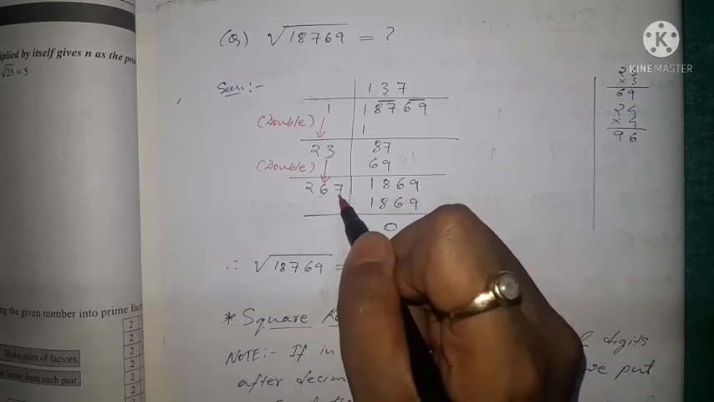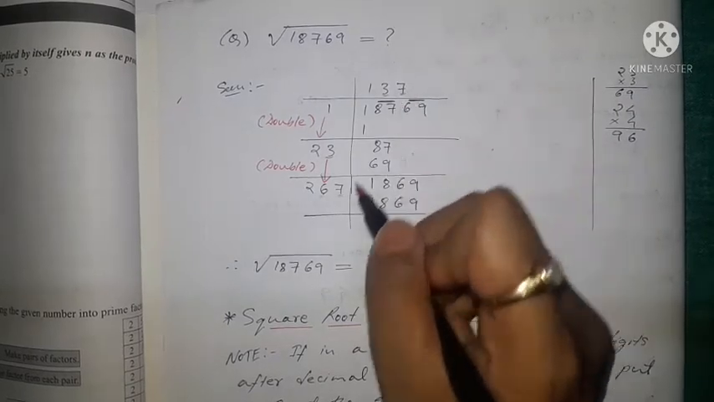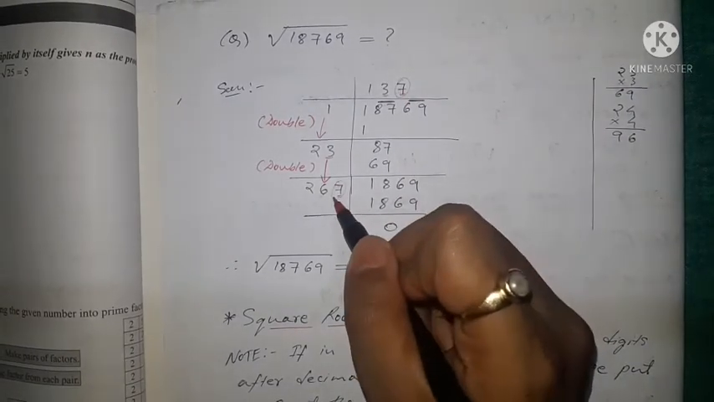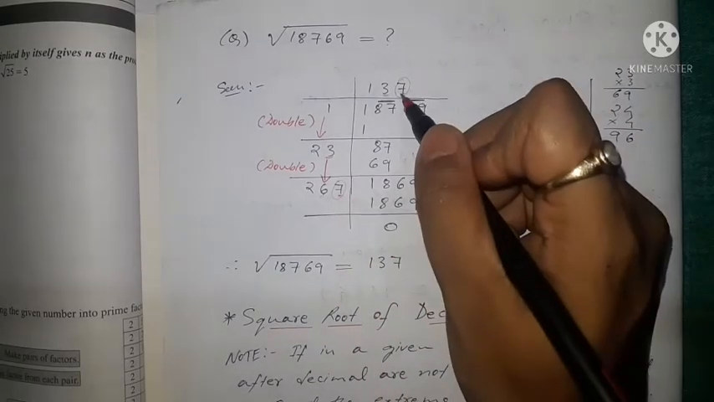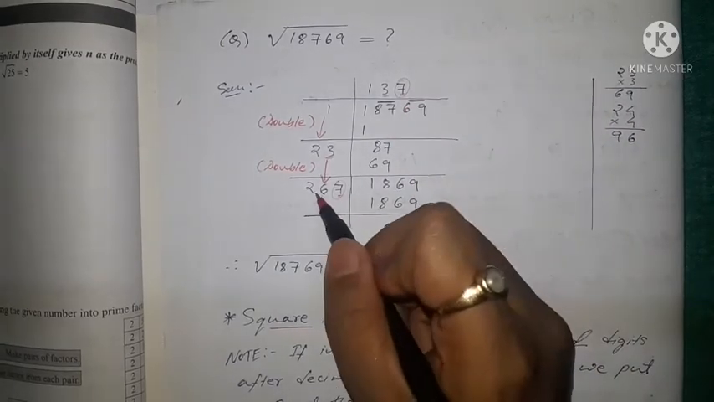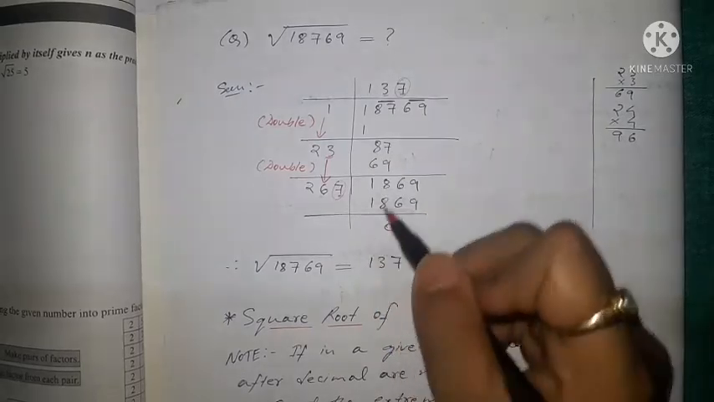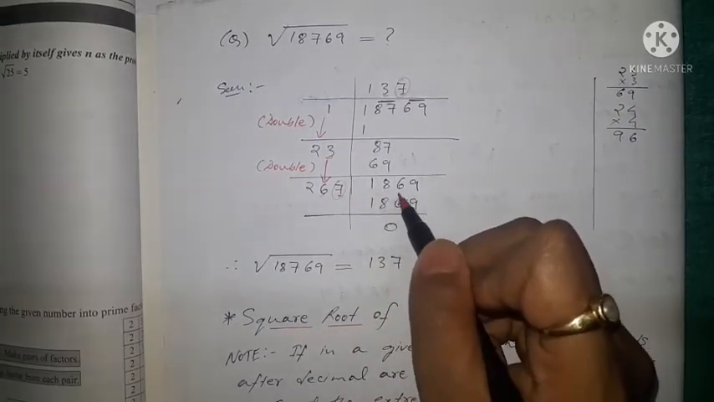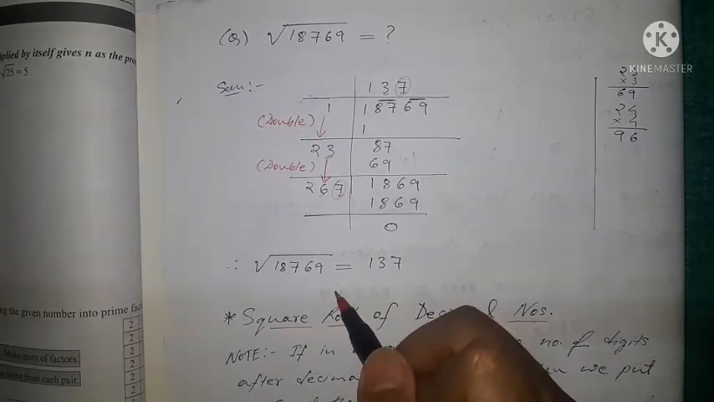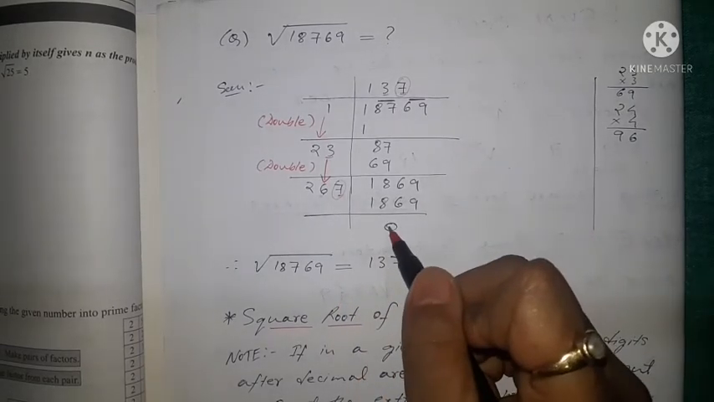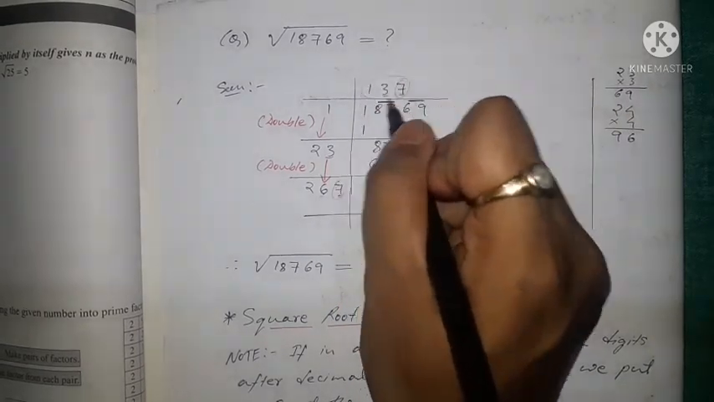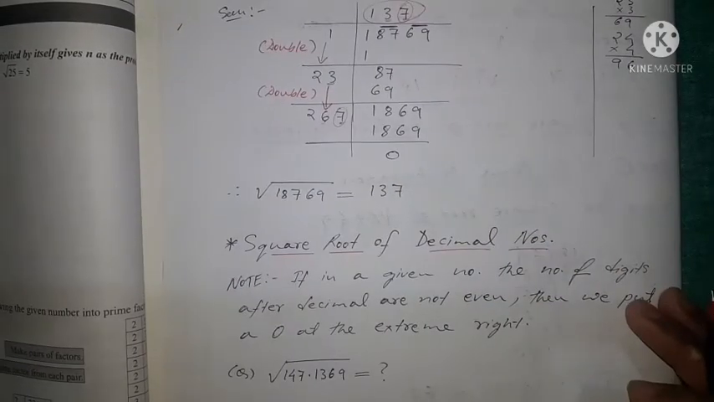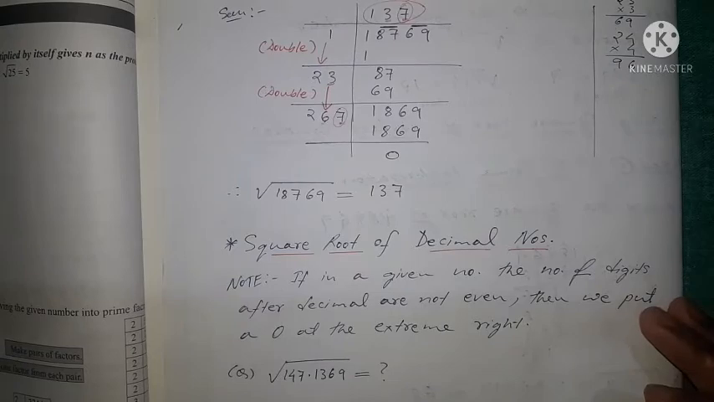Now the same number we have to multiply here. Whatever we take here, the same number we need to take here. So here we have taken 7, therefore we take 7 here. Now 267 into 7: if we multiply 267 with 7, we get 1869. So the remainder is 0. After we get the remainder 0, we have obtained the square root, that is 137. Therefore the square root of 18769 is 137.